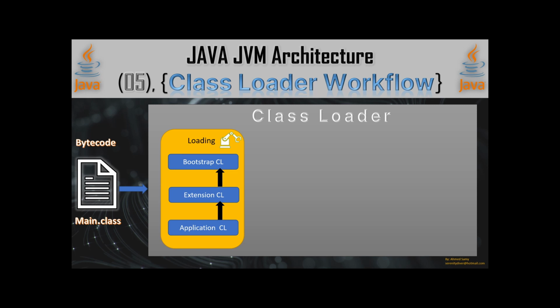As a delegation pattern, bootstrap is going to make a quick check in its loaded classes. If this main class already exists in bootstrap, it will load it. If it does not exist, it will send the request to extension. If it does not exist, it will send the request to application. So that's how it works. Delegation: child asking parent asking parent until it's found, then load the class if it exists.